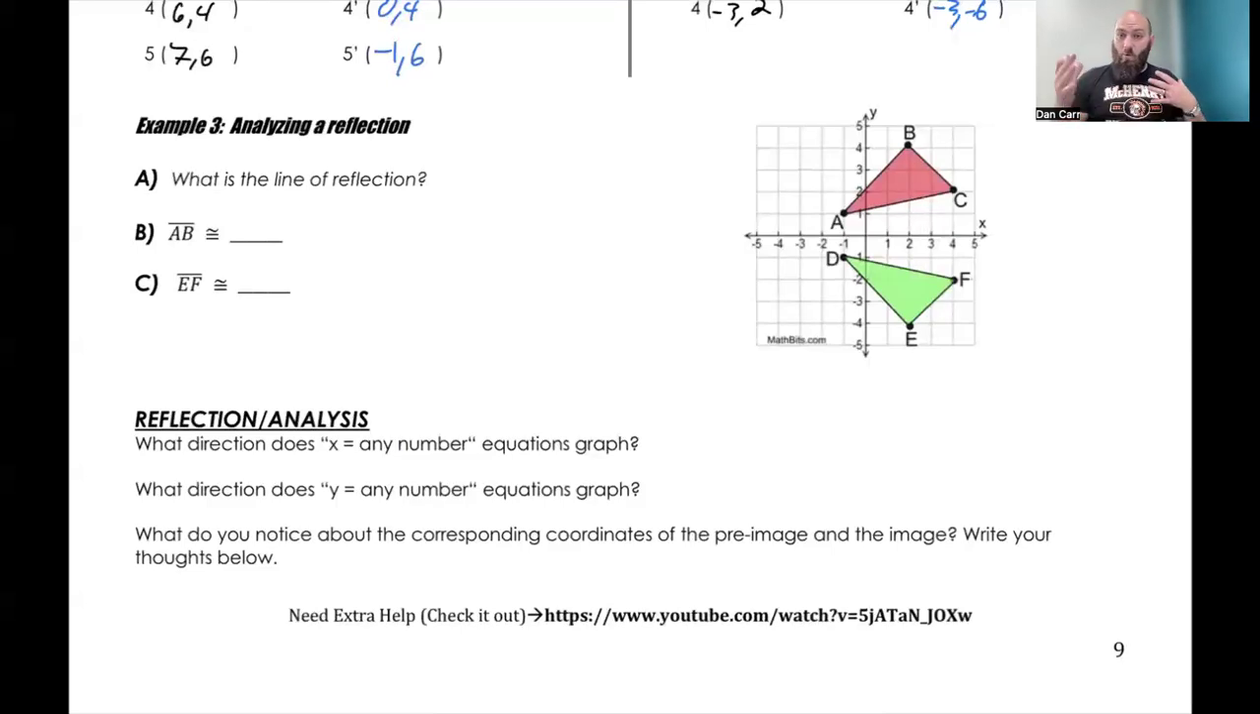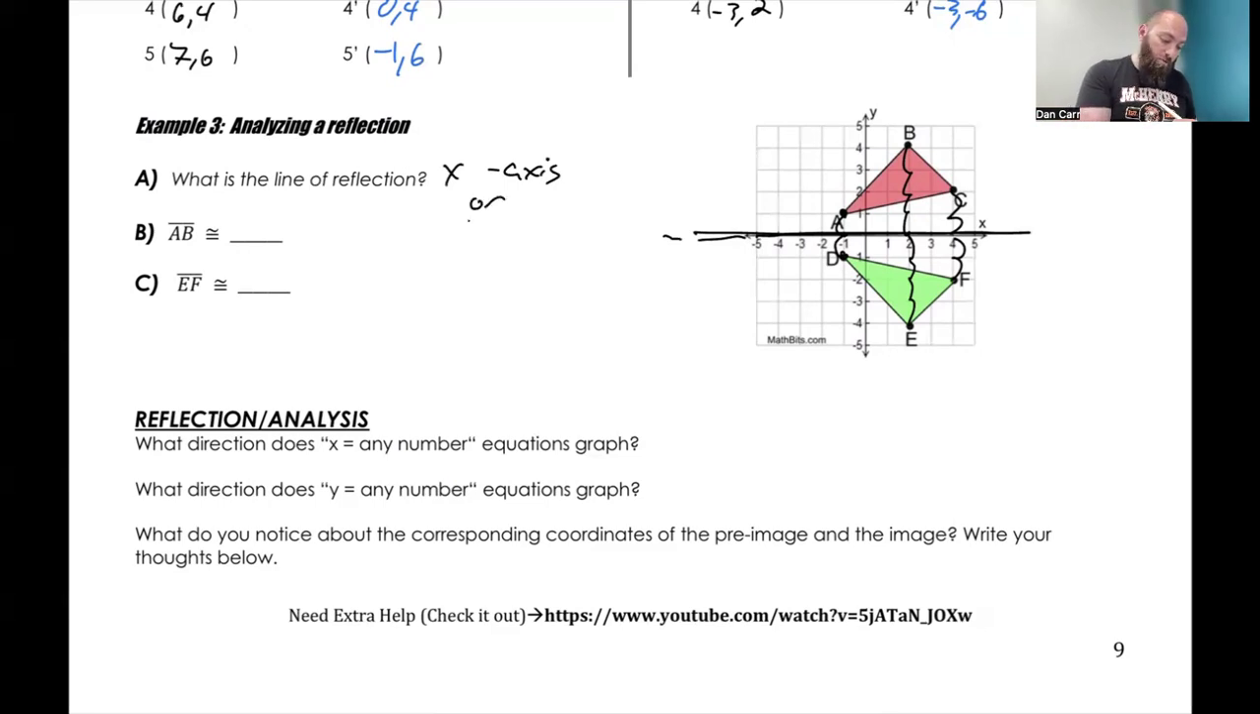So when we look at this one, we want to be able to identify our line of reflection. In this case, the easiest way to look at it is where is the exact middle between my before and after points. So you can see how point A and point D, it is 1 space here, 1 space here. Point C is 2 spaces, point F is 2 spaces. Point B is 1, 2, 3, 4, 1, 2, 3, 4. So what that means is that is my line of reflection. It's the x-axis.